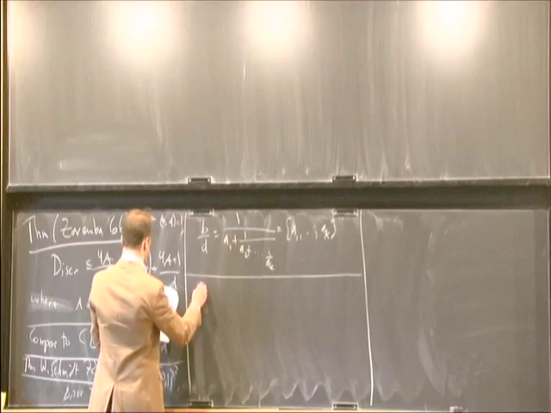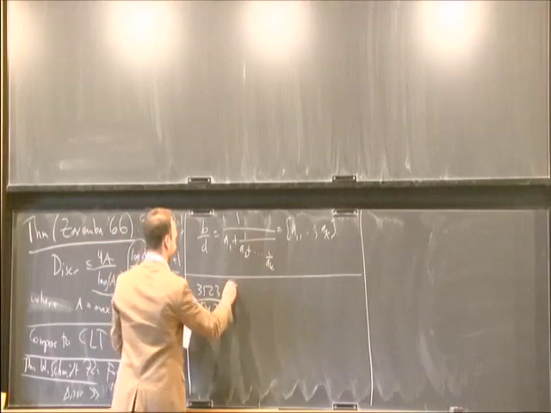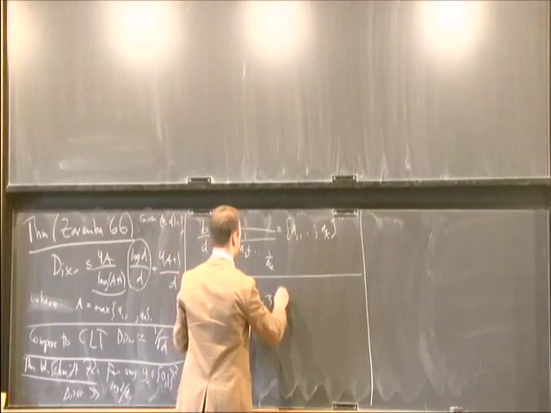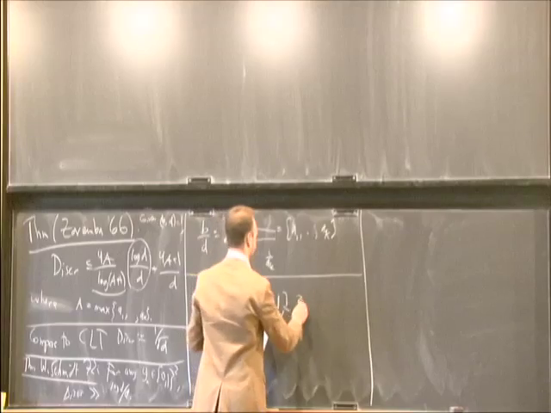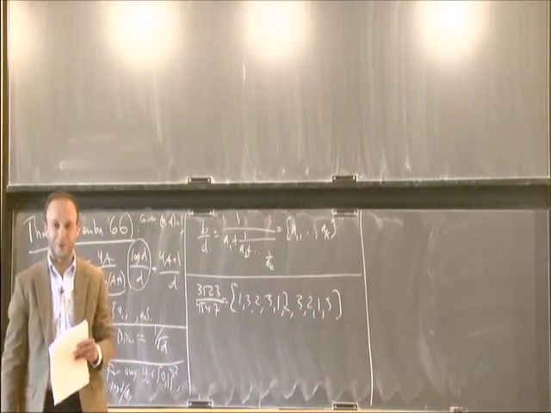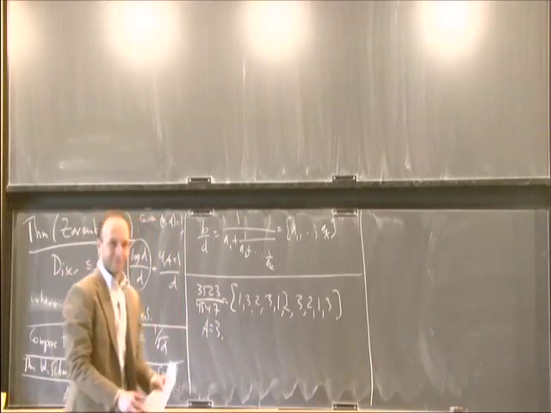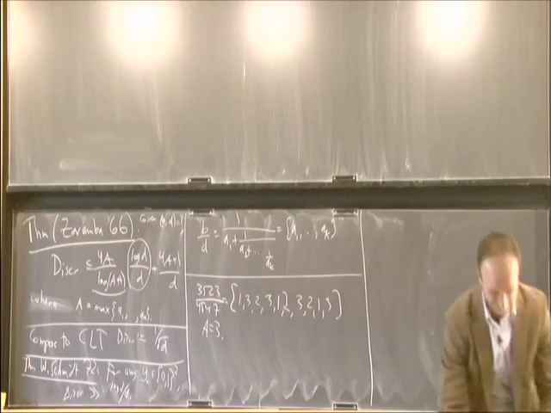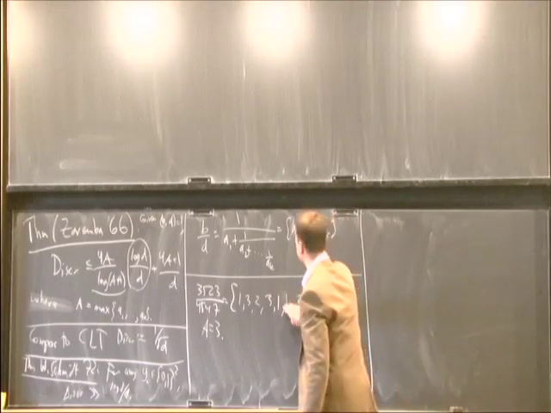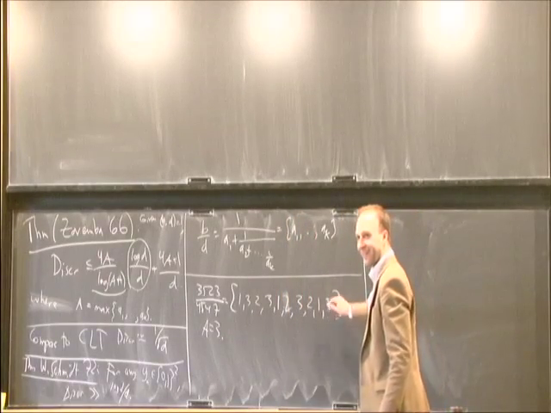So if you write 3523 over 4547 in its continued fraction expansion, if I've copied this down correctly, that's it. So a is equal to 3. What's that? That's a 2. This one you're complaining about? This is a 3.